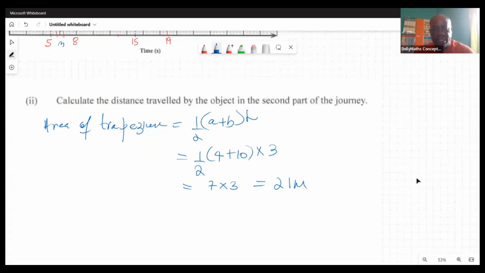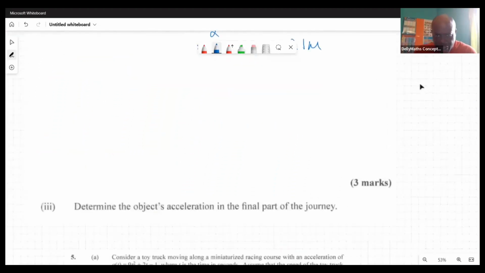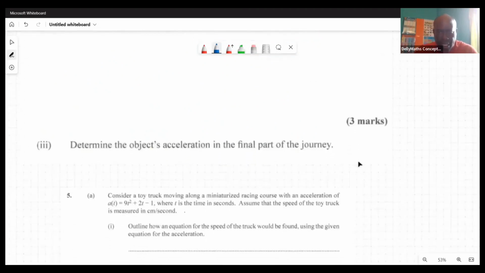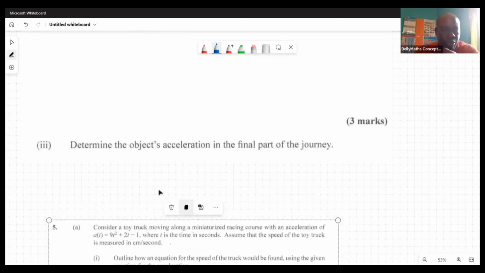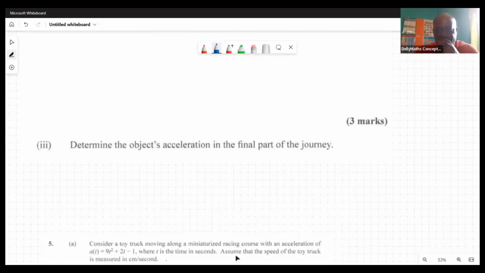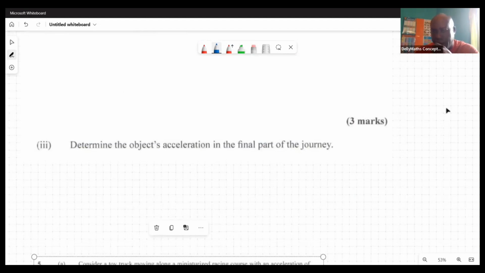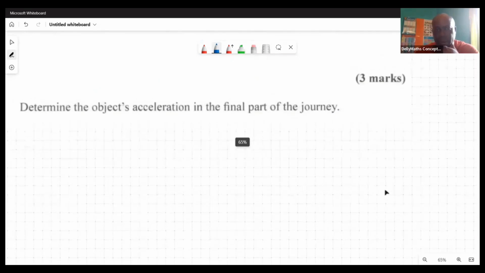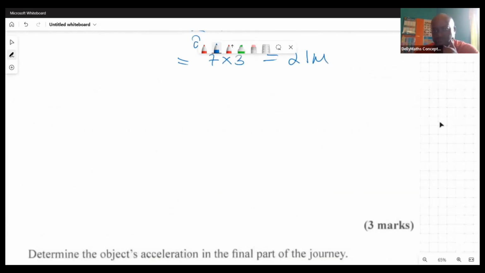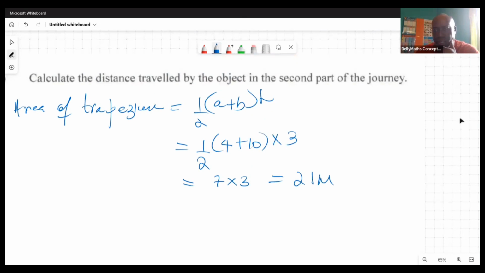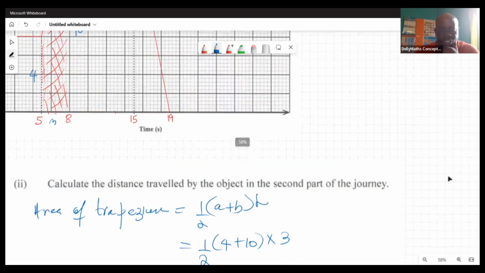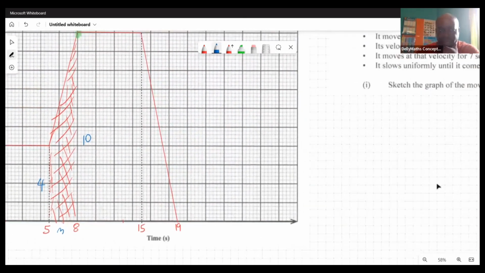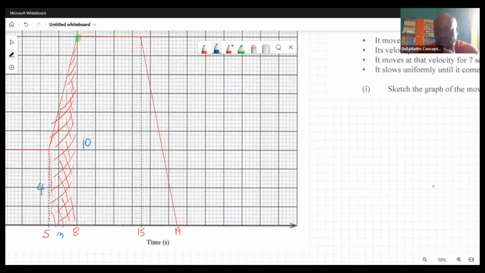So that is the distance covered in the second part of the journey. The next question went further, and it says here, determine the object's acceleration in the final part. So you want to go where the final part is. Let's take a look. The final part, we want to do the acceleration in the final part. We could do it at the side, right here.